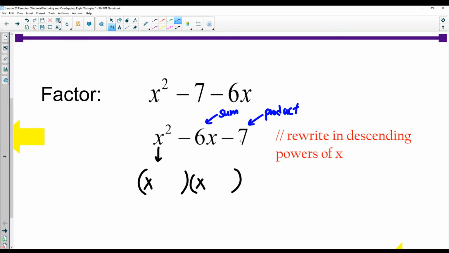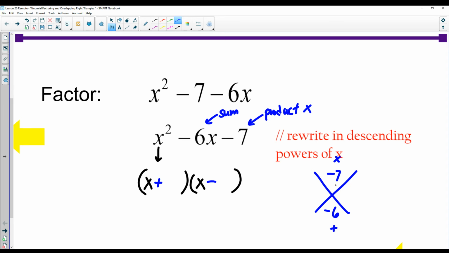Negative 7 product. That means we're multiplying. How do we multiply and get a negative? Well, we know we have to have one positive times one negative. So we can put a plus and a minus in the parentheses. And we need factors of 7. I like to do an x here. I need a product of negative 7 and a sum of negative 6. So I put the product on the top and the sum on the bottom.